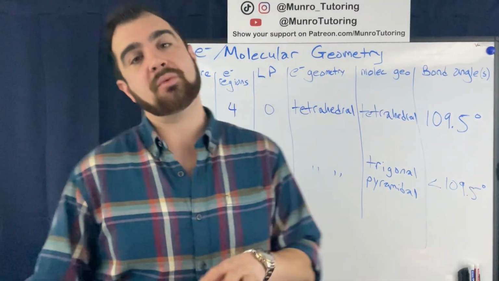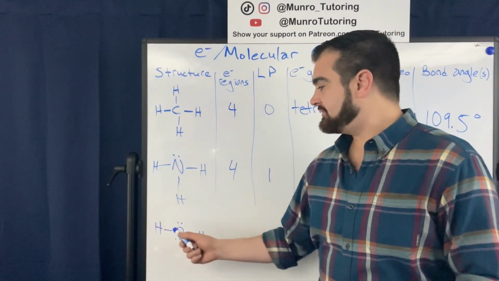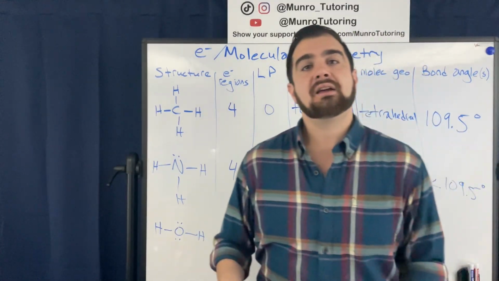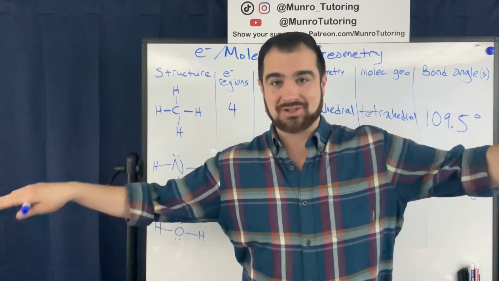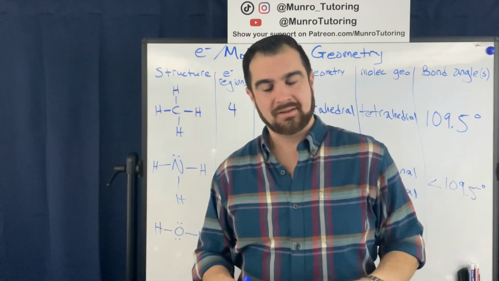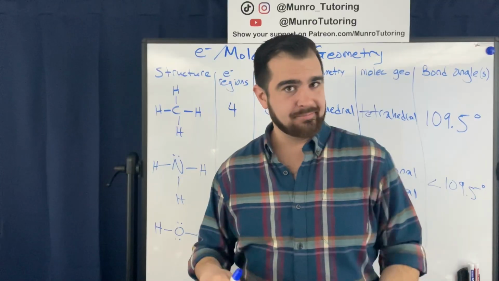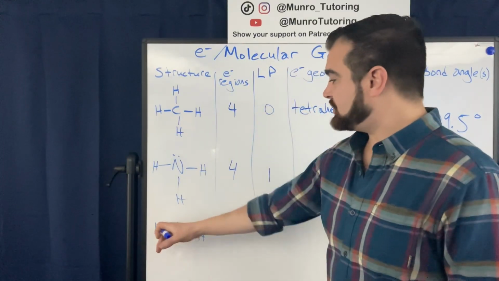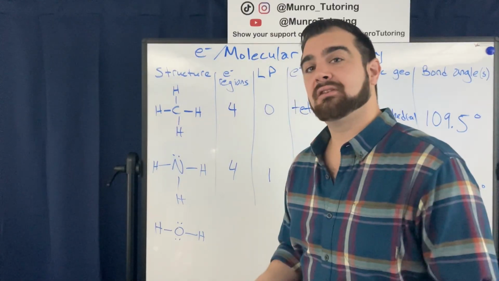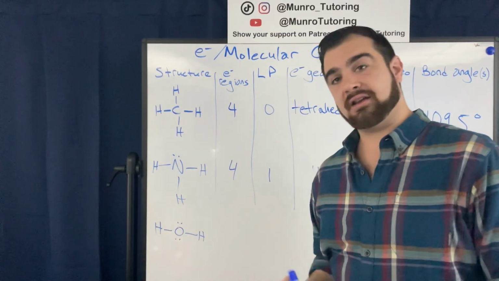Because when we look at what we drew here, it looks like this is linear, right? We have the H, a straight line, the O, and a straight line, the next H. And that just looks like the thing is a straight line, which would be linear. But we have to look at how many electron regions are on the central atom. And so there's 2 atoms bonded and 2 lone pairs on the oxygen. So there's 4 electron regions on this central atom.